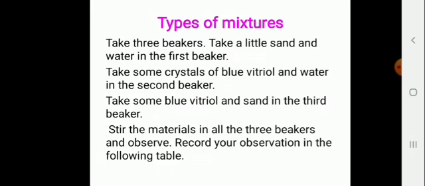Let us see the activity listed here. Take 3 beakers. Take a little sand and water in the first beaker. Take some crystals of blue vitriol and water in the second beaker. Take some blue vitriol and sand in the third beaker. Stir the materials in all the 3 beakers and observe. Record your observation in the following table.